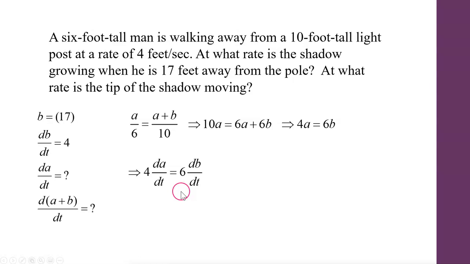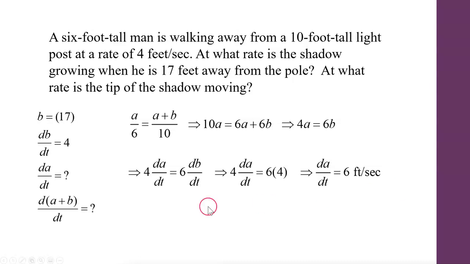The next thing we're going to do is replace dB over dt with the value that I am given, which is 4. So I'm going to go ahead and replace it with 4. So I get 4 dA over dt equals 24, which is 6 times 4. Divide both sides by 4. I get dA over dt is 6 feet per second. So that answers the first question.